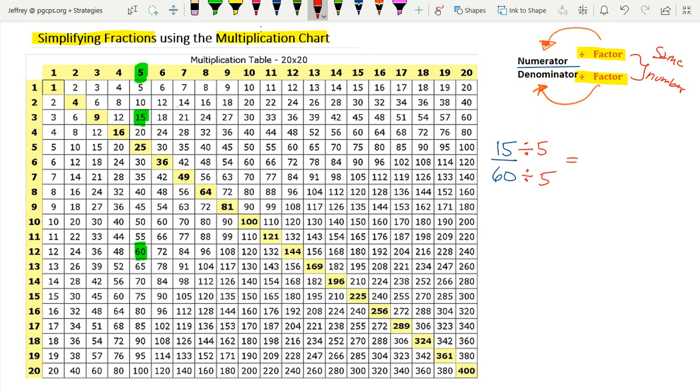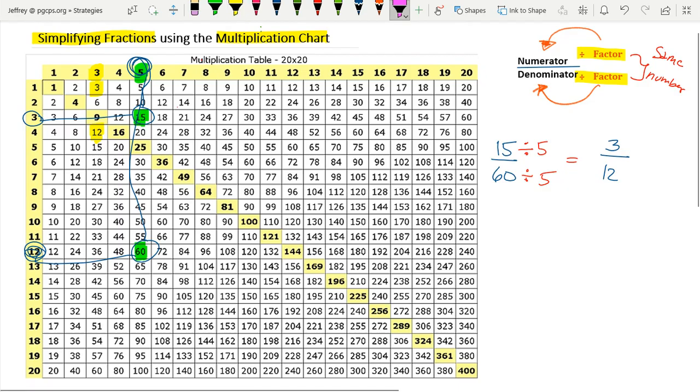So now I know that 15 divided by 5 will get me 3. And I know 60 divided by 5 would get me 12. Now, is this the simplest form? Absolutely not, because we already know that 3 and 12 have a common factor. And we can see here 3 and 12. Now, you see here 3 and you see here 12. It's under the factor of 3.